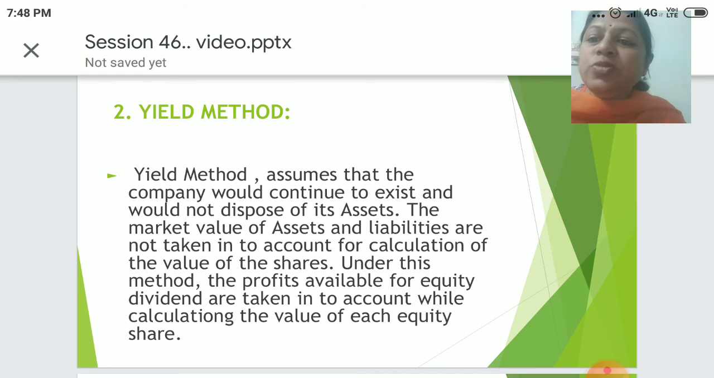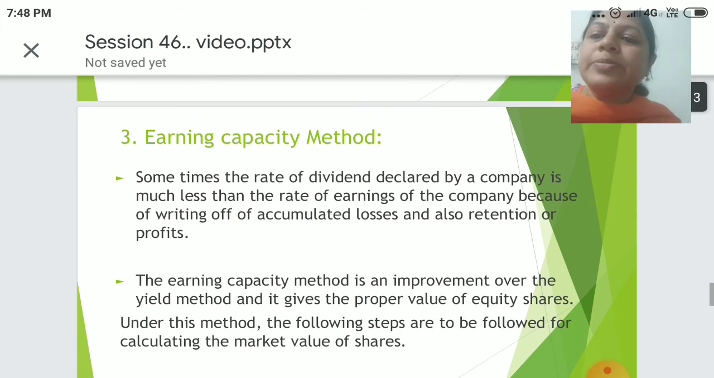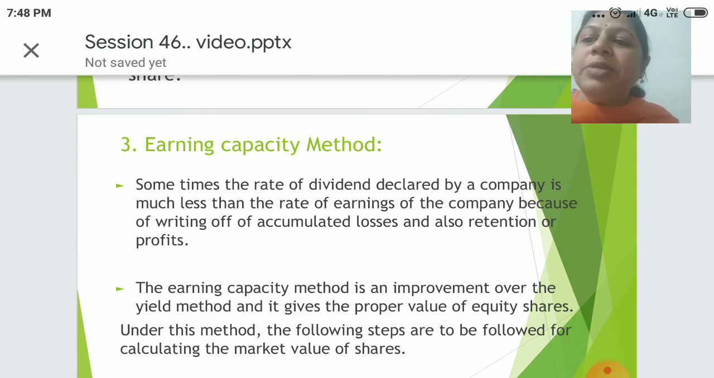Yield method assumes that the company would continue to exist and would not dispose of its assets. The market value of assets and liabilities are not taken into account for calculation of the value of the shares. Under this method, the profits available for equity dividend are taken into account while calculating the value of each equity share. Now let us see the earning capacity method.